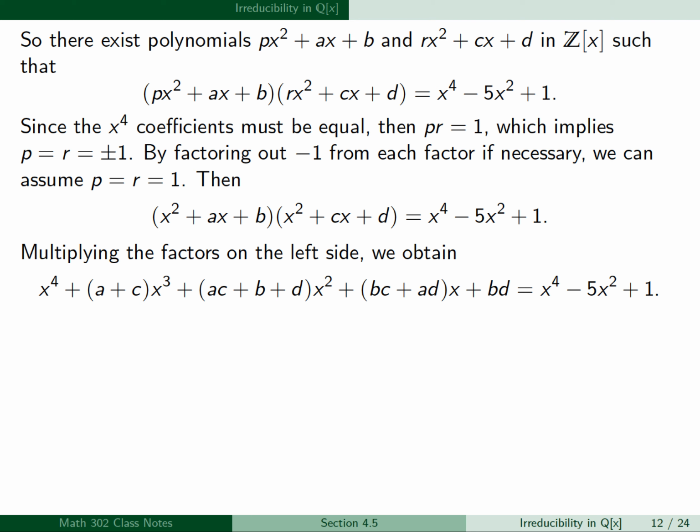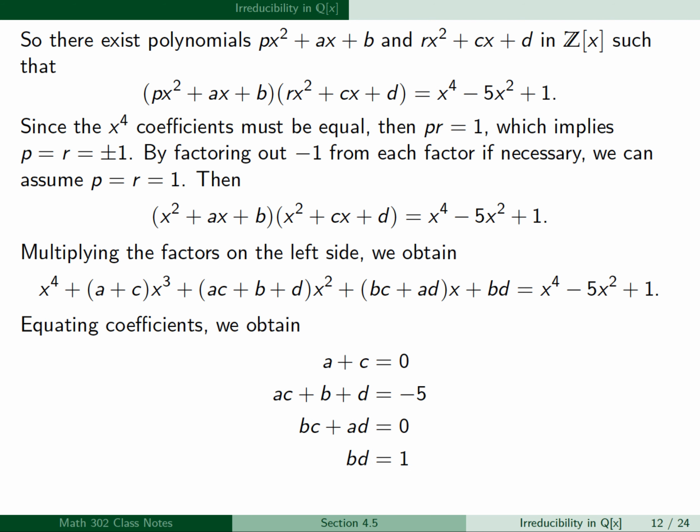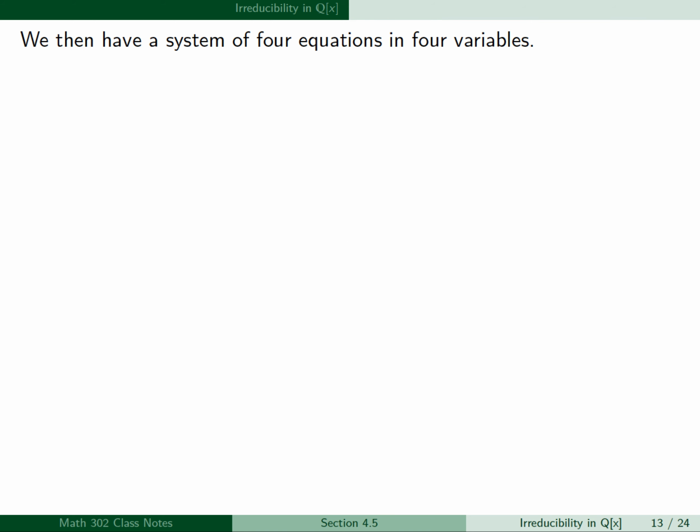Now, multiplying the factors on the left side, we obtain x to the fourth plus the quantity a plus c x cubed plus the quantity ac plus b plus d x squared plus the quantity bc plus ad x plus bd is equal to x to the fourth minus 5x squared plus 1. Now, equating coefficients, we obtain this system of four equations. And so we now have a system of four equations in four variables, and we can set about solving it.